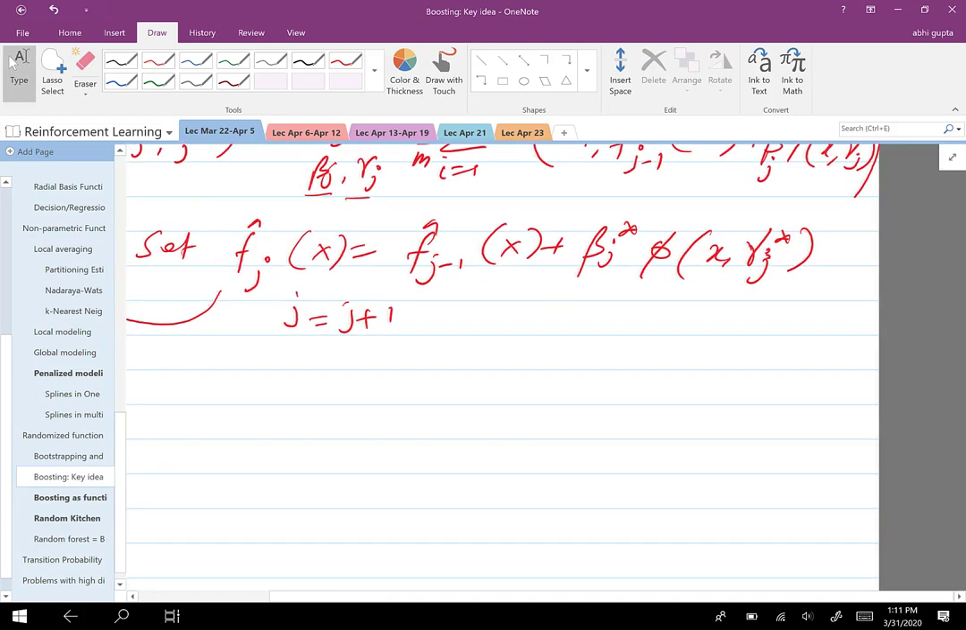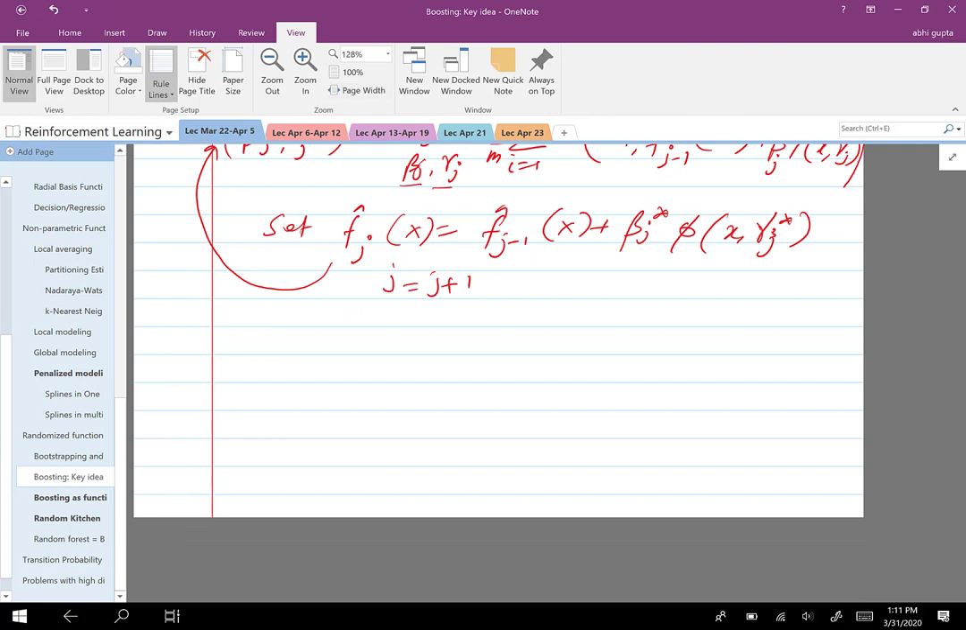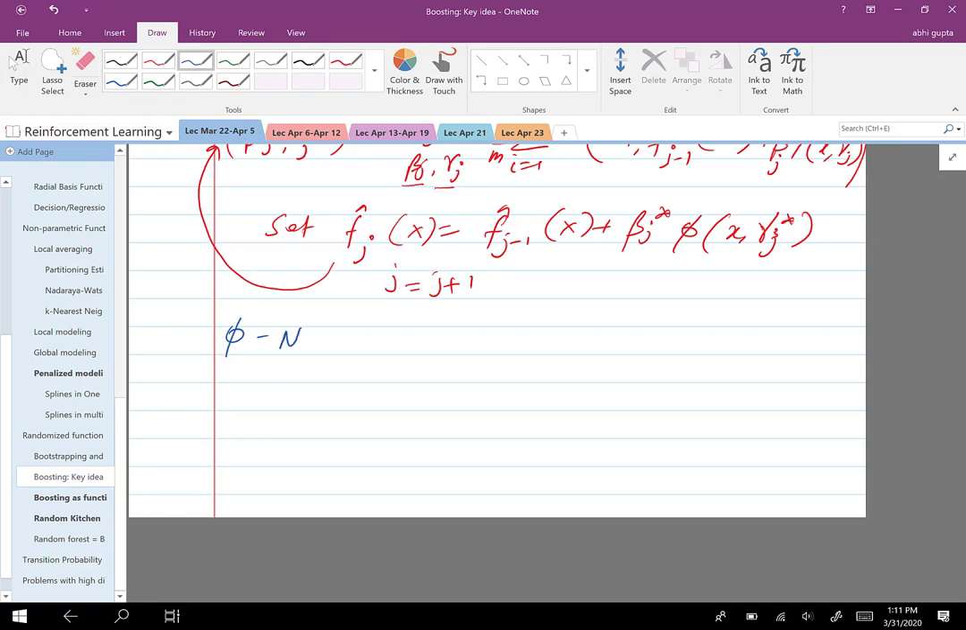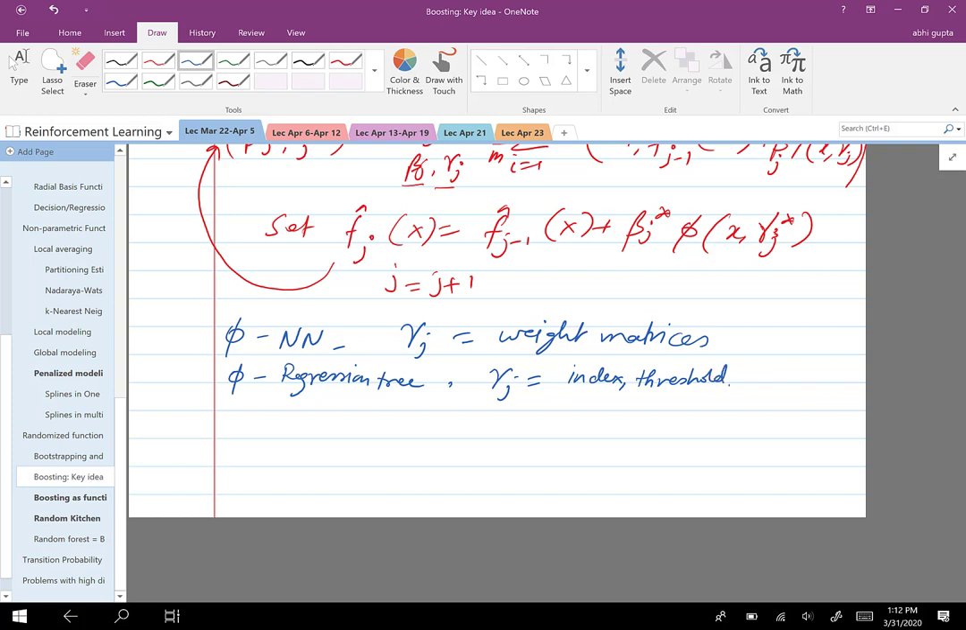Okay, so one thing that I want to talk about now is what are these functions phi and what are these gamma j's? So if your phi was a neural network, then gamma j is the weight matrices. If phi was a regression tree, then gamma j was the threshold and the value. So remember, c greater than 0 and c less than or equal to 0. Okay, so we talked about it in the regression tree algorithm.